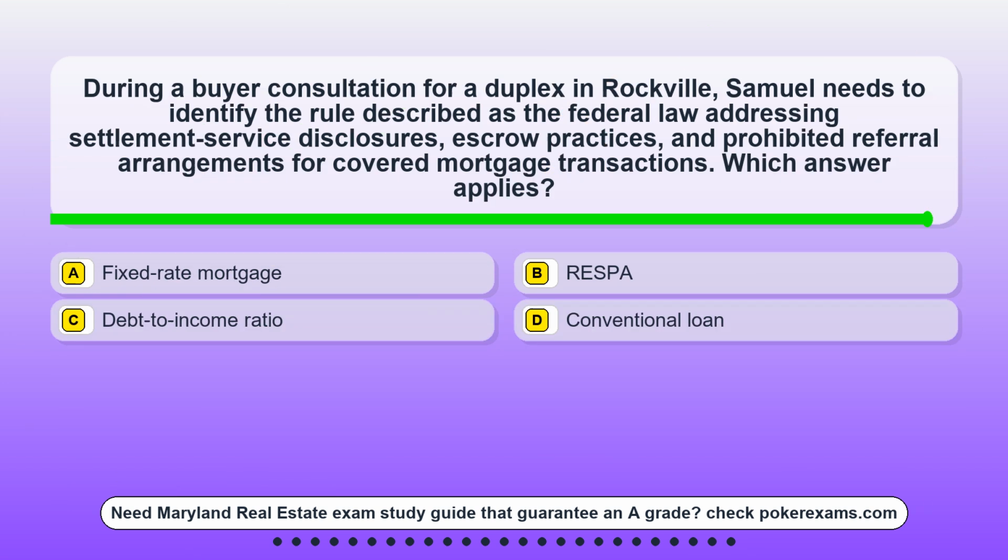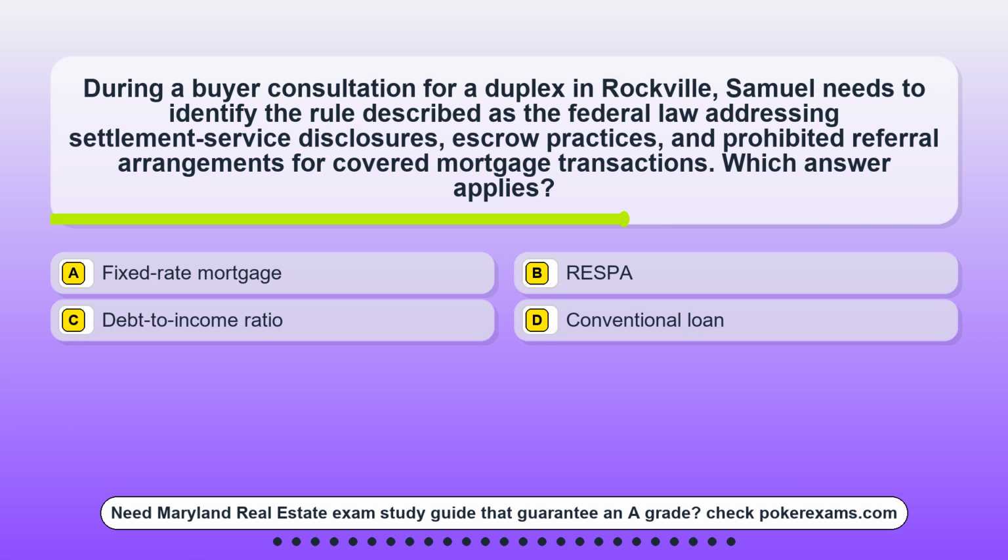Question 22. During a buyer consultation for a duplex in Rockville, Samuel needs to identify the rule described as the federal law addressing settlement service disclosures, escrow practices, and prohibited referral arrangements for covered mortgage transactions. Which answer applies? Option A, fixed-rate mortgage. Option B, RESPA. Option C, debt to income ratio. Option D, conventional loan.